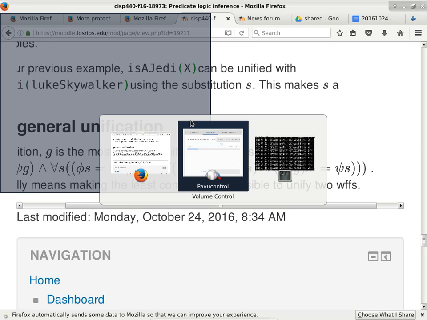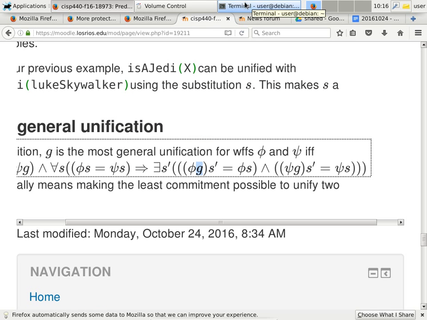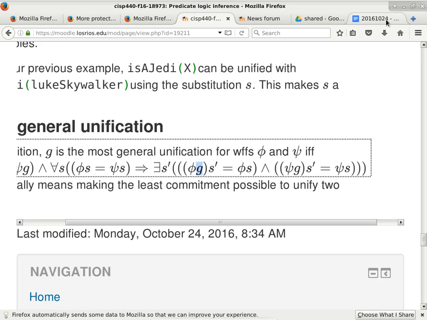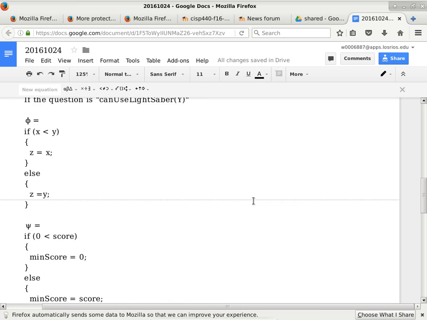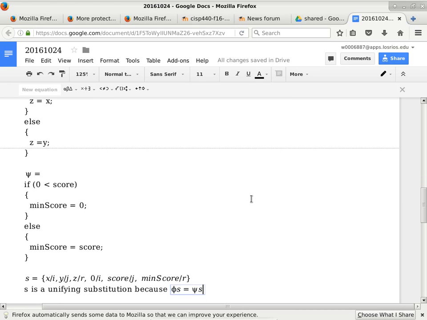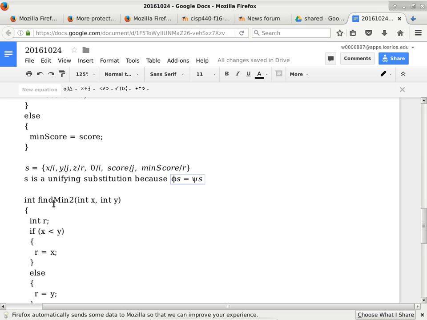Let me switch back to that slide. It's in the Google document. I'm so used to having my notes for the class in a different document.